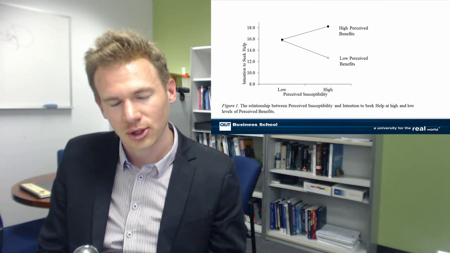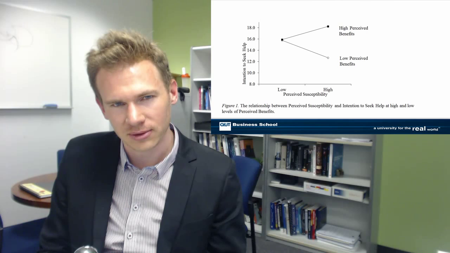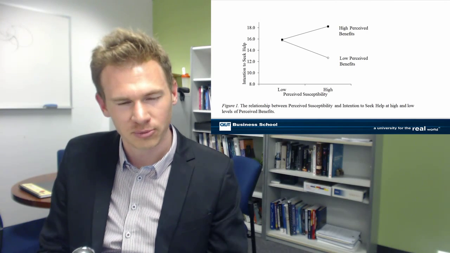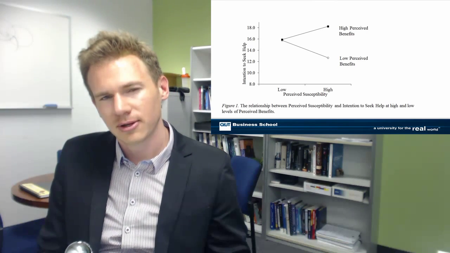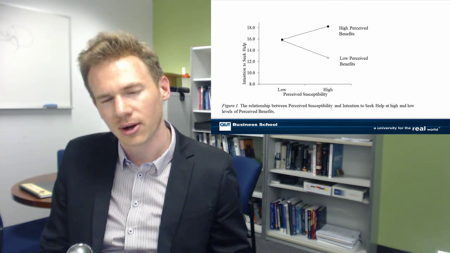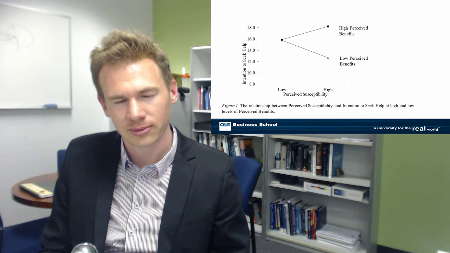As predicted, when individuals saw high levels of benefits to seeking out help, then susceptibility became a strong positive predictor of help-seeking behavior. However, when individuals did not perceive benefits to seeking out help, then the higher in susceptibility they were, the less likely they were to seek out help.